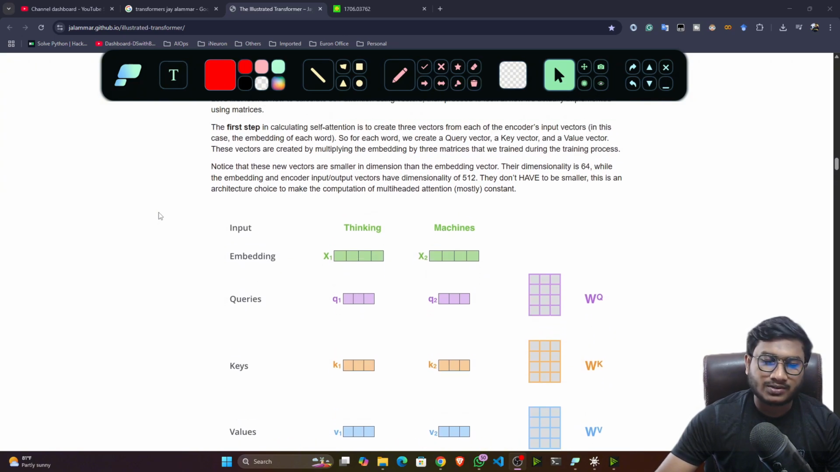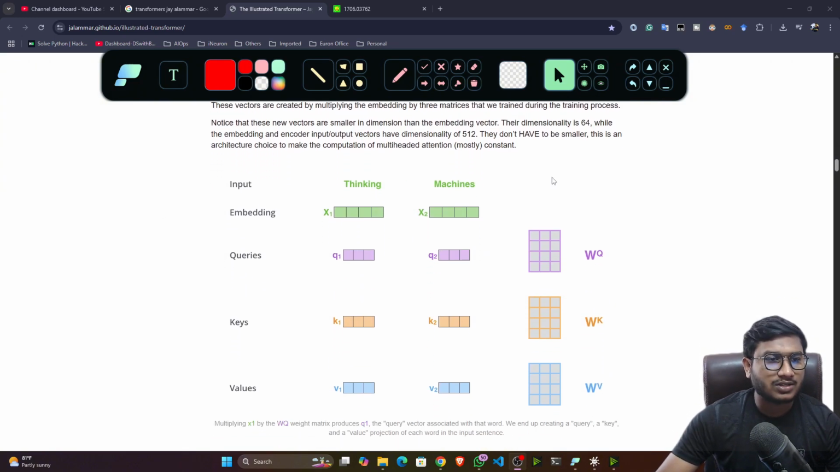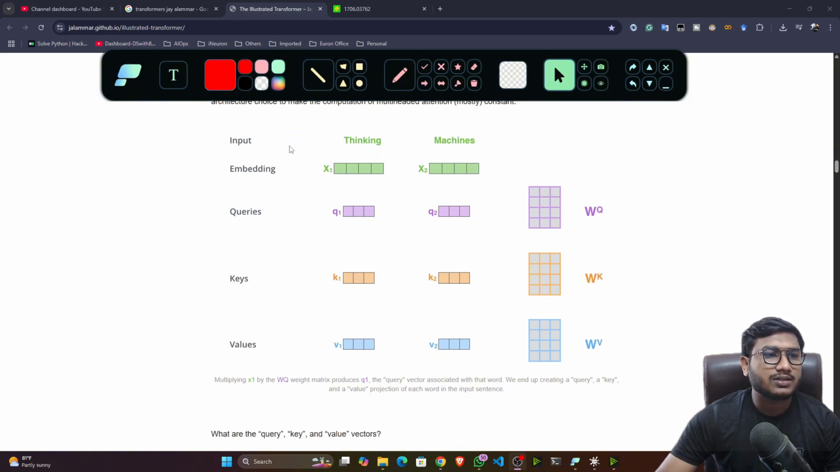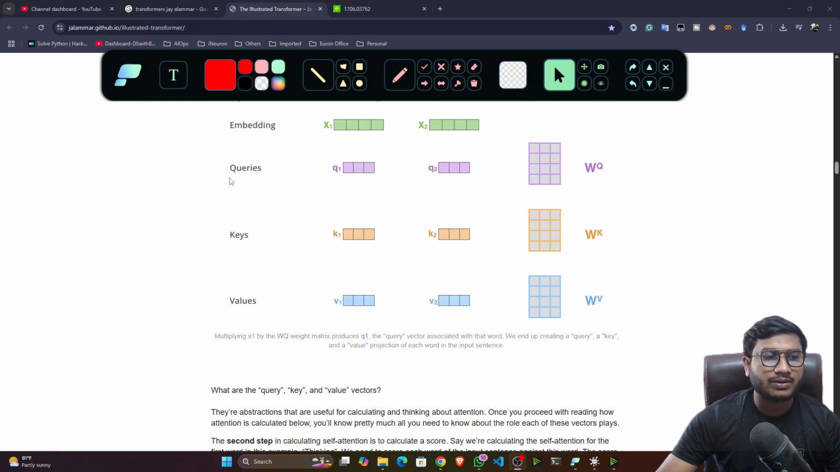So how does this self attention happen? We have so many words, but how will it give more attention to a specific word? We'll try to understand from this example. Let's say these are our words, thinking and machine. First of all, we generate the embeddings, that means we convert this text to an embedding representation, the vector numbers.